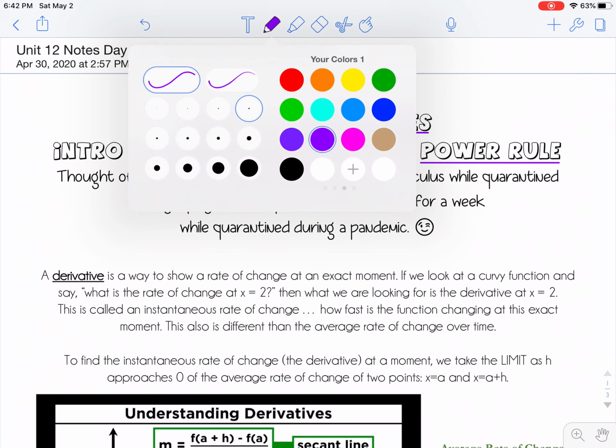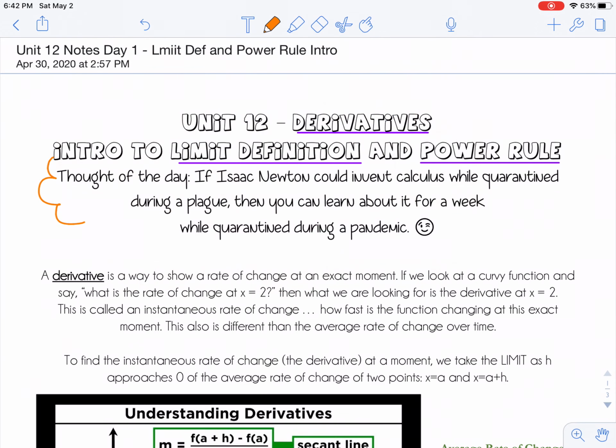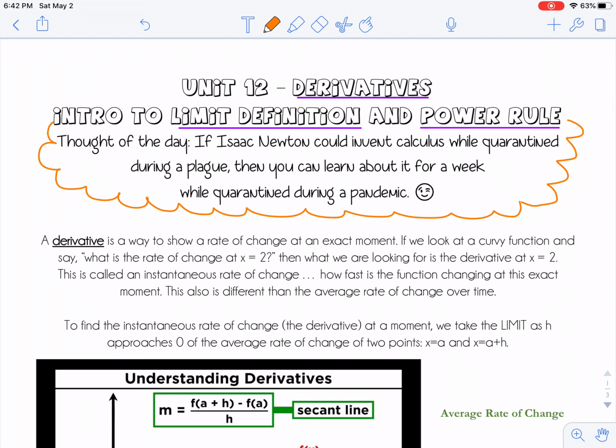My thought of the day for all of you is this. True story, Isaac Newton invented calculus while quarantined during a plague. So if he can do that, then I think you can learn about it for a week while quarantined during a pandemic. Kind of just an interesting fact. So let's get into it, guys.